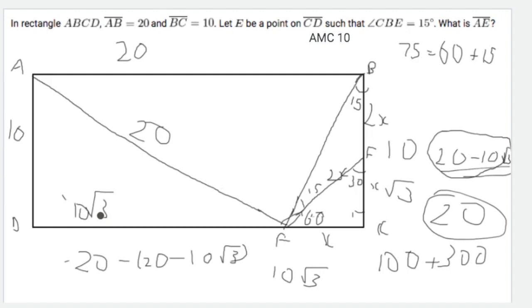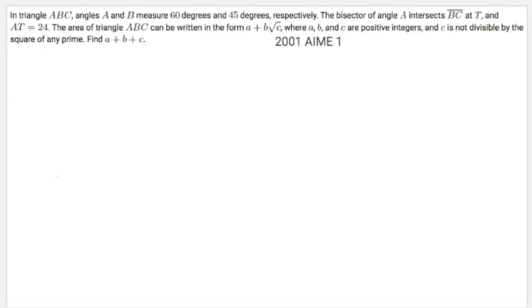At the end, we found out AD was 10, DF was 10 square root of 3, and AF was 20. AE was 20. And do you notice it's just a 30, 60, 90 triple? Since the side opposite 30 is 10, the side opposite 90 is double that, and the side opposite 60 is square root of 3 times that. So I want you to answer in the comment section below why at the end it became a 30, 60, 90 triangle.